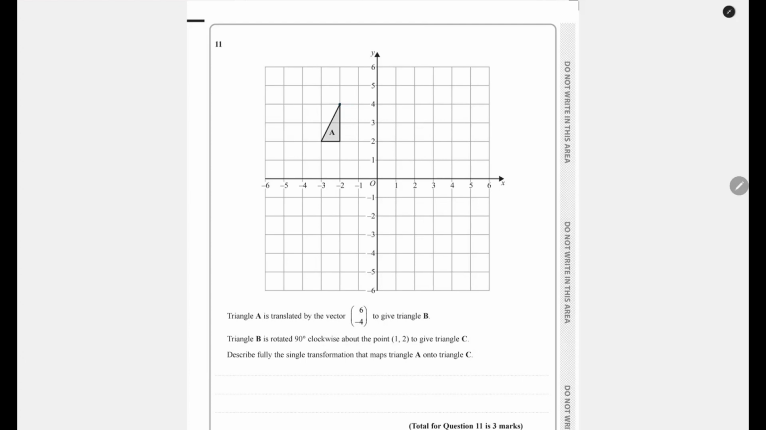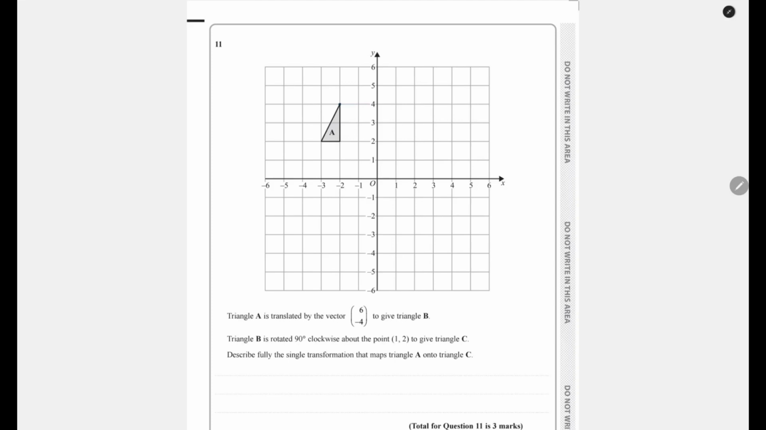Question 11 is all about transformations. Triangle A is translated by the vector (6, -4) to give triangle B. Triangle B is then rotated 90 degrees clockwise about the point (1, 2) to give triangle C. Describe fully the single transformation that maps triangle A onto triangle C.